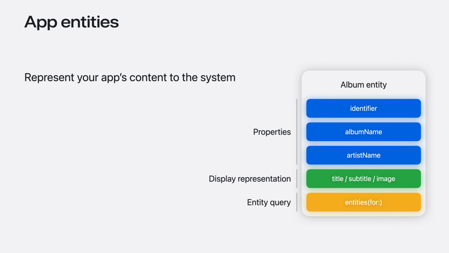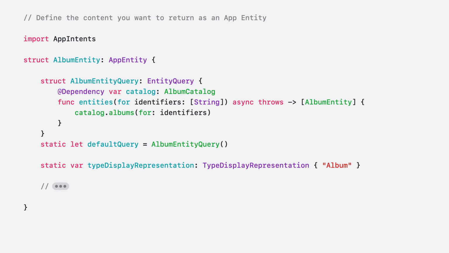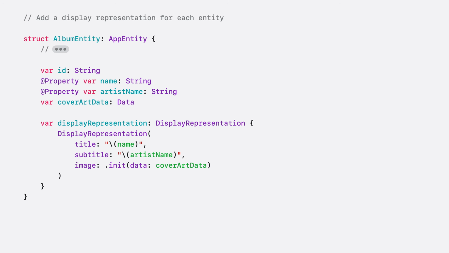Let's see how this looks in code. We'll start by defining an album entity that visual intelligence can display in its search results. First, I'll add a default entity query and a type display representation, which are standard for any app entity. Then, I'll define the content of the entity. Each album entity has an identifier, name, artist name, and thumbnail data for the album artwork. And I'll add a display representation, which tells visual intelligence how to present each result.